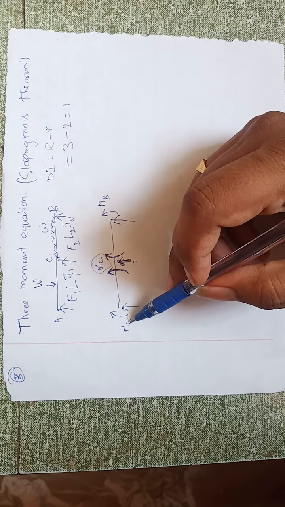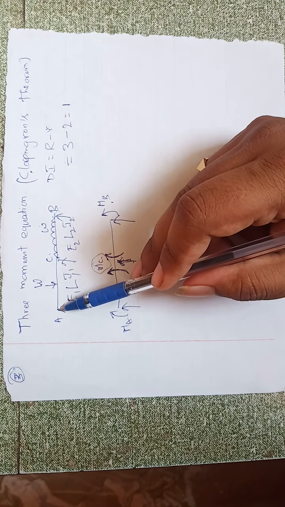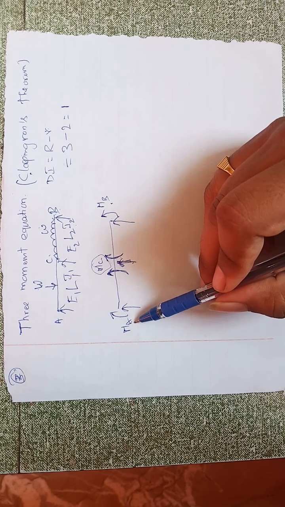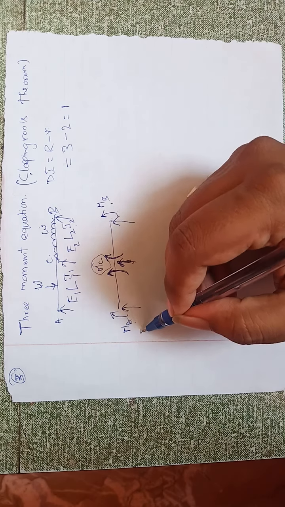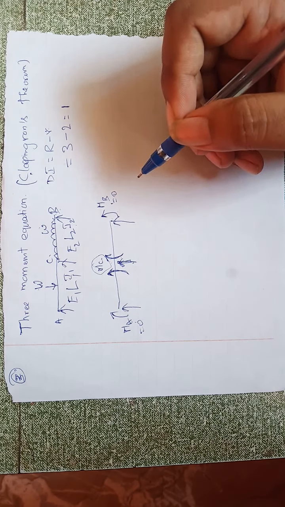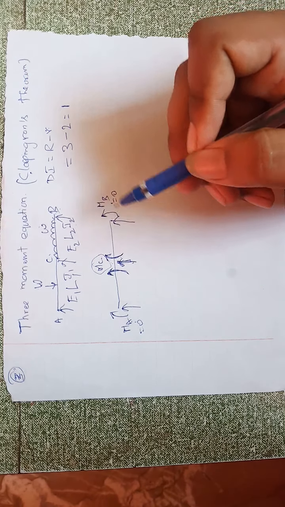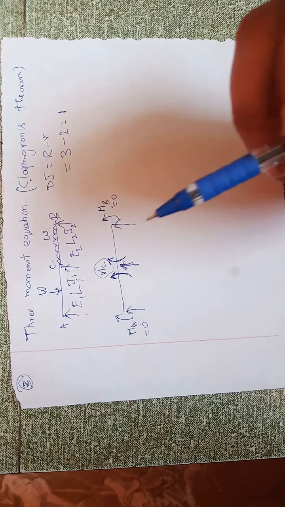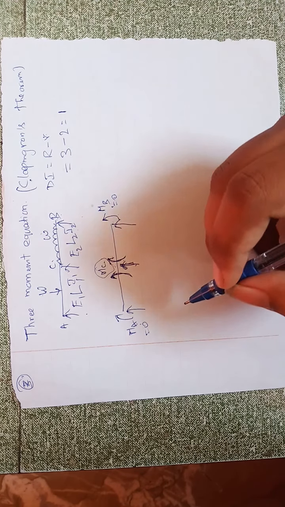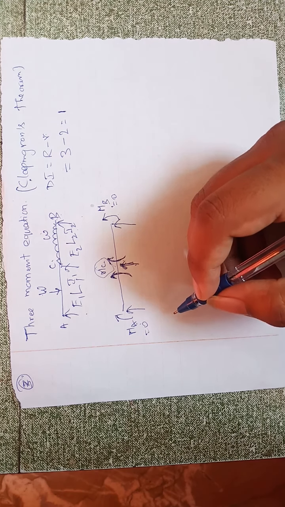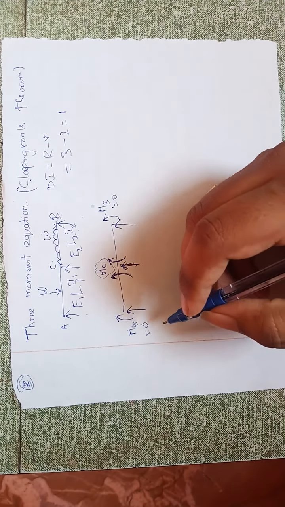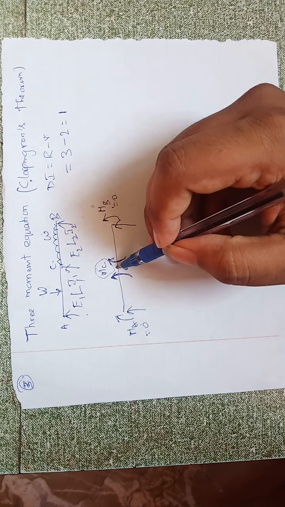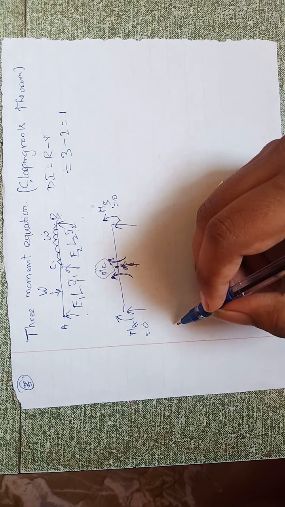So how do we find out this MA, MC and MB? Already you know that moment about A and B is equal to 0, that is MA is equal to 0 and MB is equal to 0. So only you have to find out the MC value. After finding the MC value, we can find out the RA, RB and RC values. So how to find out? This is the three moment equation I am going to write now. First we have to take the junction C. So I am going to write the three moment equation.